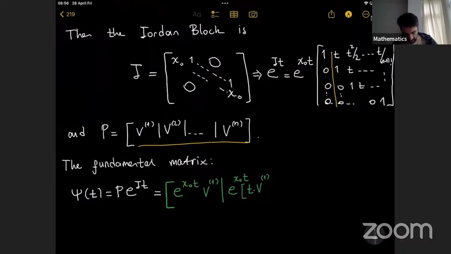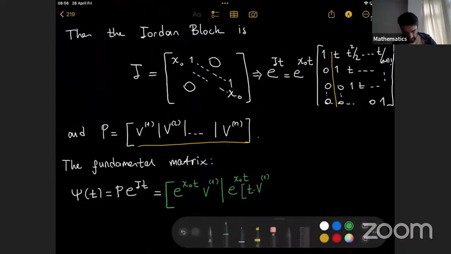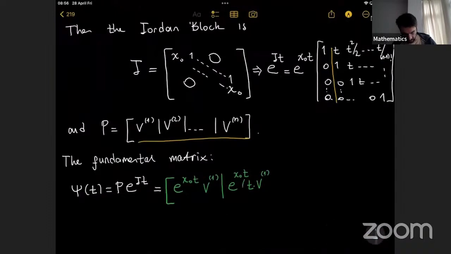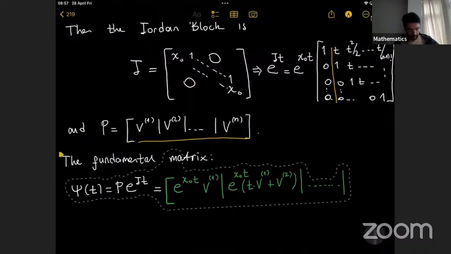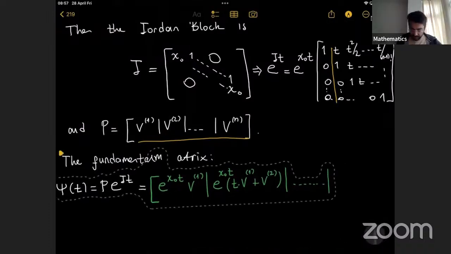It's like this, by the way. Maybe let's use parentheses: t times v1 plus v2. Like that, okay? And next, you go like this, so you continue this. And the final one will be like e to the, take this to left.